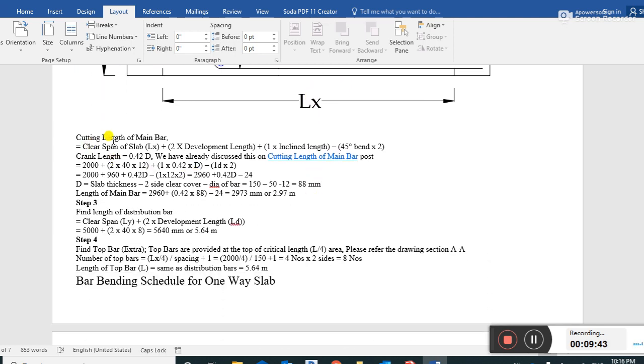Here the cutting length of the main bar is equal to the clear span of the slab, which is Lx. For the main bar, cutting length of main bar equals clear span of the slab Lx plus 2 into development length plus 1 into inclined length minus 45-degree bend into 2.